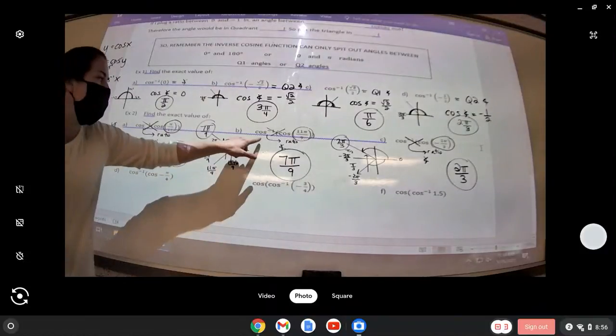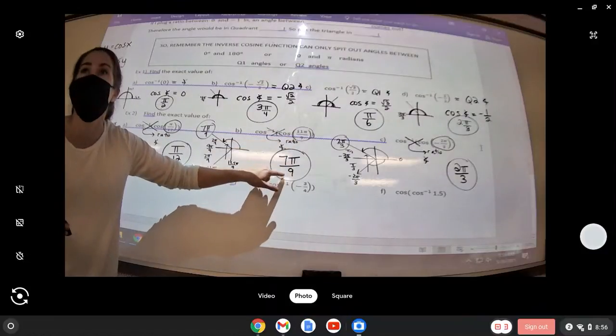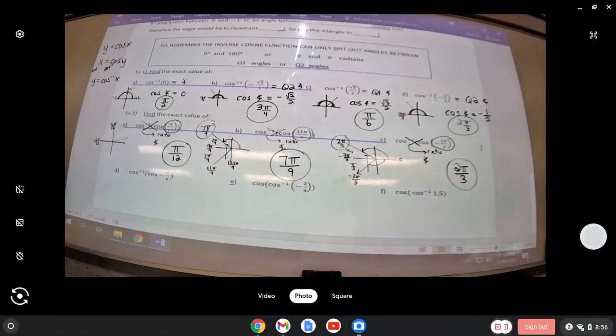And if you do this, guys, if you plug this into your calculator, the inverse cosine of 11 pi over 9, hit enter, it gives you the decimal version of this angle. Okay? Go ahead, question?